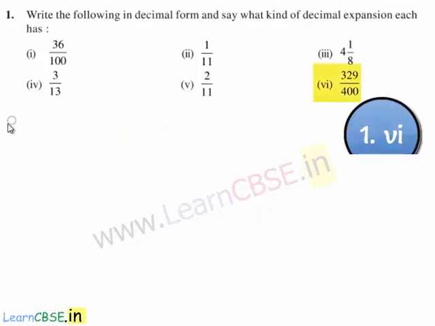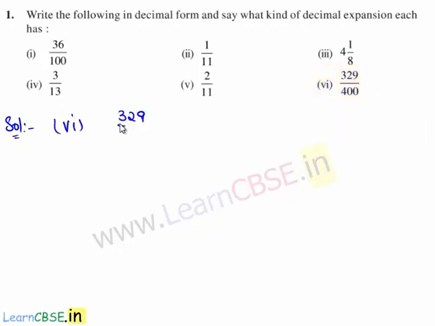So now let us move on to the last bit of the question. Here we need to find the decimal expansion for 329 upon 400. That is, we divide 329 with 400. Since 400 does not go in 329, we take 0. 400 times 0 is 0. So the remainder is 329. 400 does not go in 329 again, so we take a decimal point.